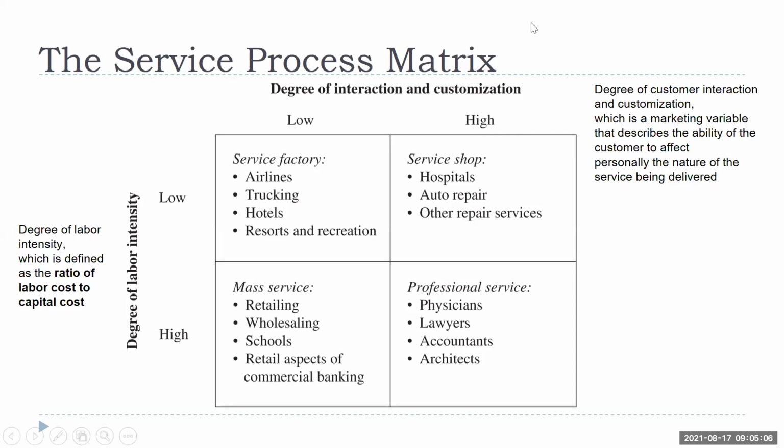So why is airlines in the service factory and not in mass service? Because degree of labor intensity is defined as labor cost divided by capital cost, right? If I think about investment in airlines, the investment in airline infrastructure is huge compared to labor cost. I'm not saying labor cost is not there. The amount of manpower, ground crew, pilots and everything, they take a salary, but in comparison to capital cost, it is less, right? So that's why it is in the service factory.